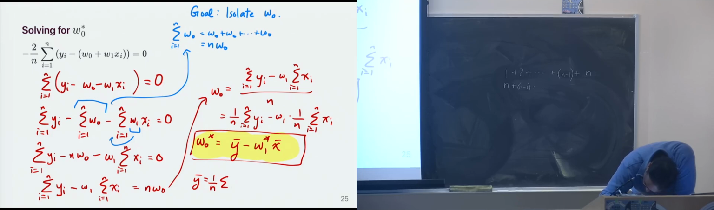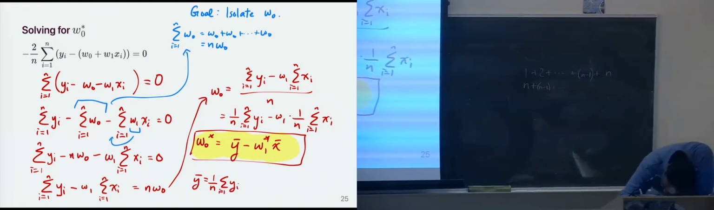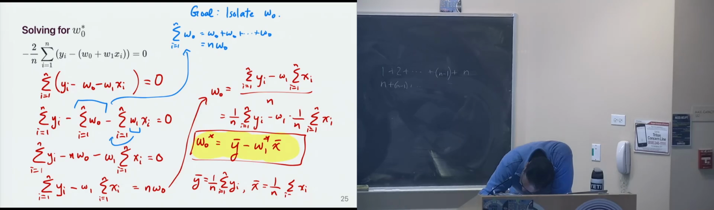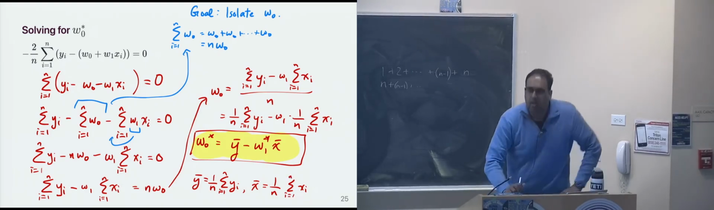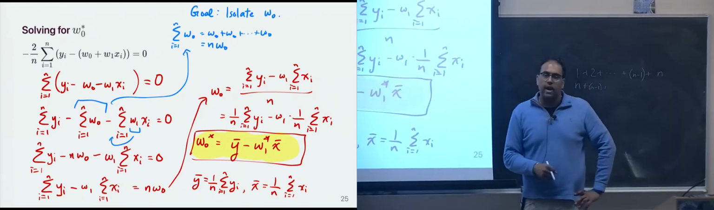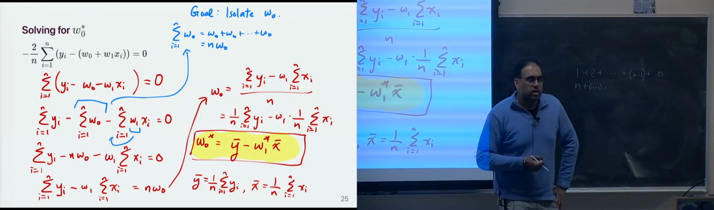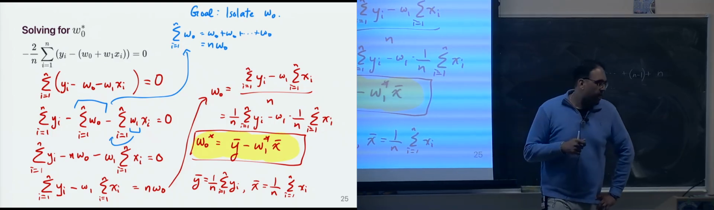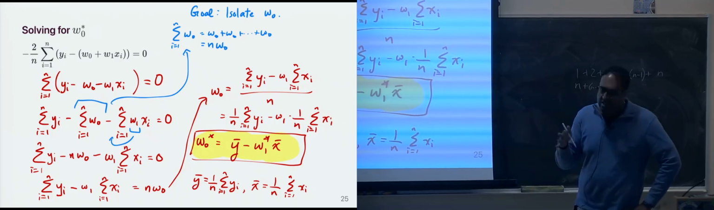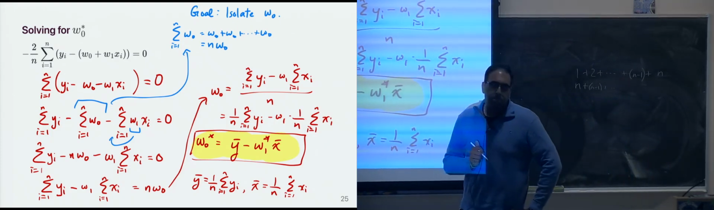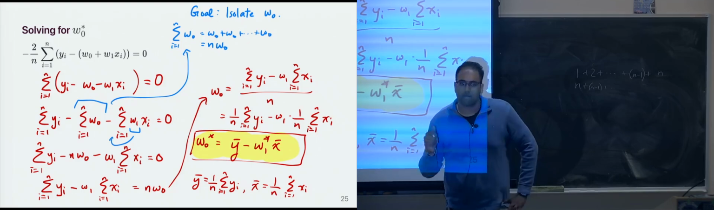Oops, y bar involves y, and x bar involves x. Now, does this look familiar at all? Yeah, it's the exact same formula we found in DSC 10. Well, there we didn't find it. We kind of just told it to you. Or we gave a justification, but it wasn't as rigorous as this. But now we're seeing where it's coming from. Right? We solved it by hand.